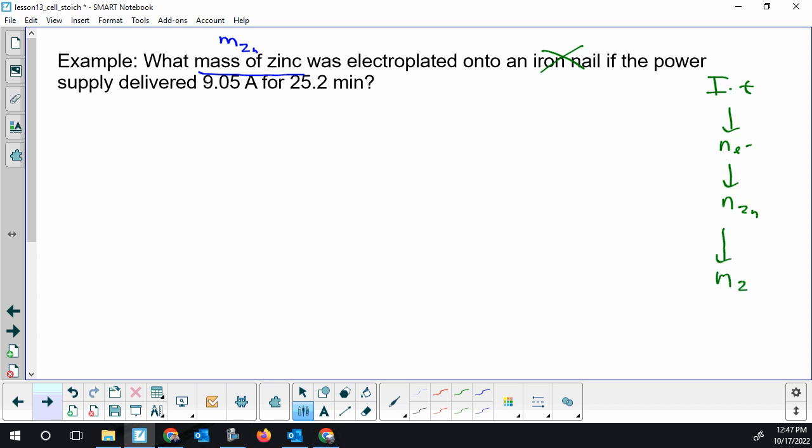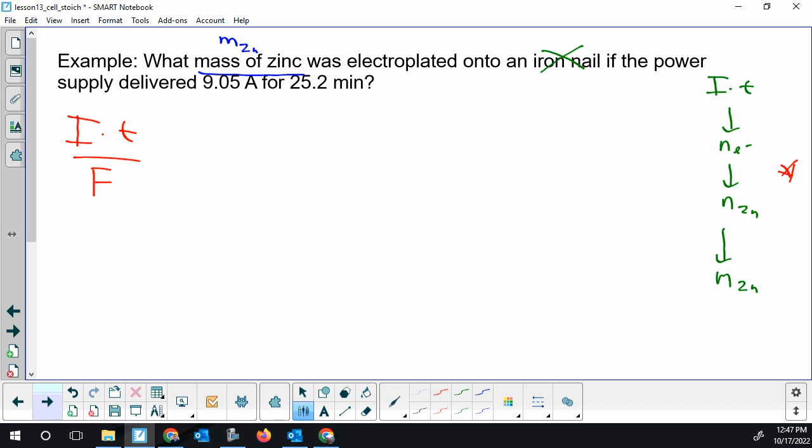The most common error made by students is forgetting this step. They get moles of electrons and think it's moles of the metal, and then they do the last step, and they're off by whatever the stoichiometry says. If there's 2 electrons, they're off by a doubling or a half. If there's 3 electrons, they're off by 3. So we'll get started. I times T over F will get us our moles of electrons.